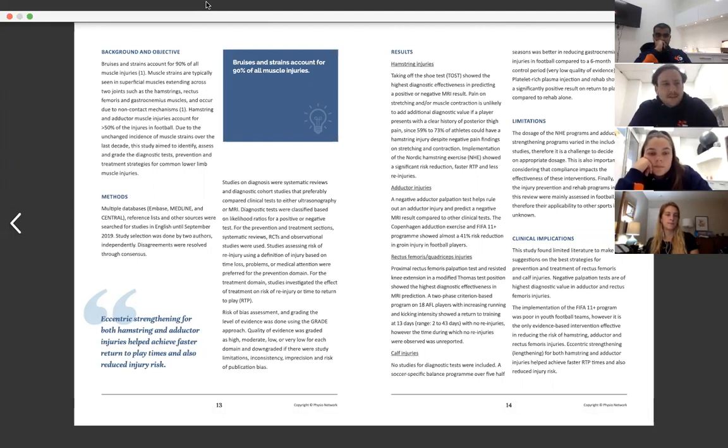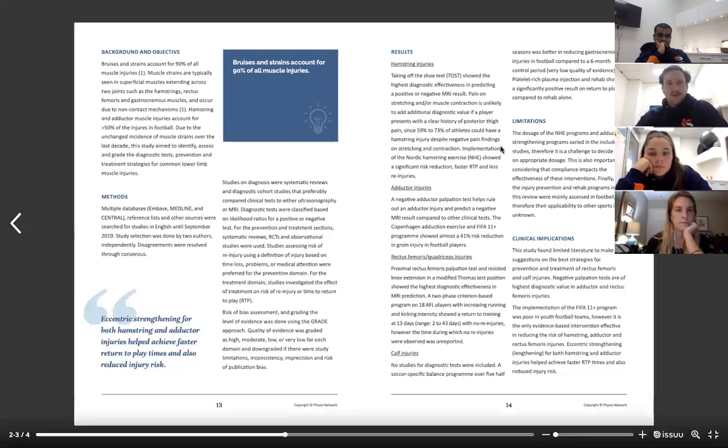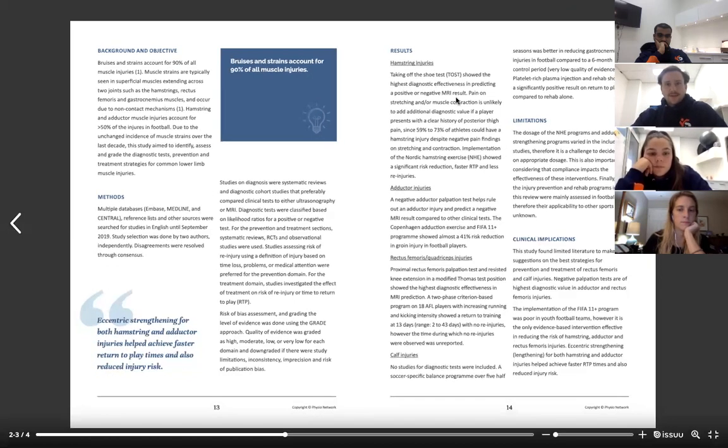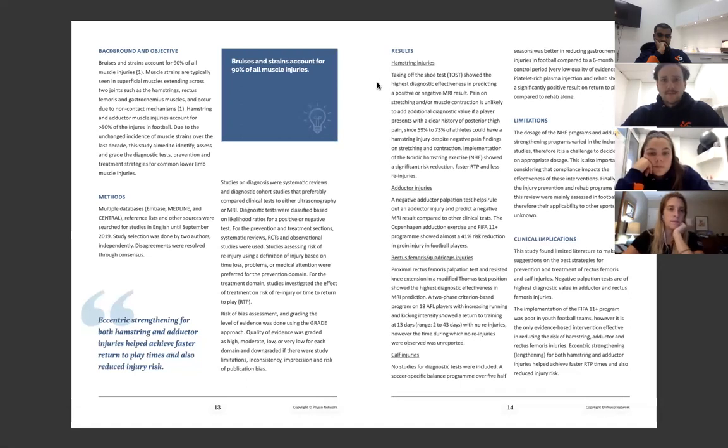Hamstring and adductor injuries account for more than half of the injuries in football. So, due to the unchanged incidence of muscle strains over the last decade, the study aimed to identify, assess and grade the diagnostic tests, prevention and treatment strategies for common lower limb muscle injuries. I'm going to go straight to the results.